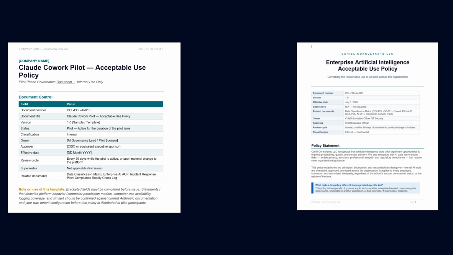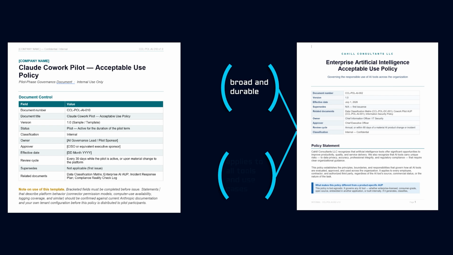A general AI AUP is broad and durable. It applies to all AI tools, all use cases, across an indefinite time horizon. It says things like, employees shall not input regulated data into AI tools, and AI-generated content intended for external distribution requires human review. It's policy.